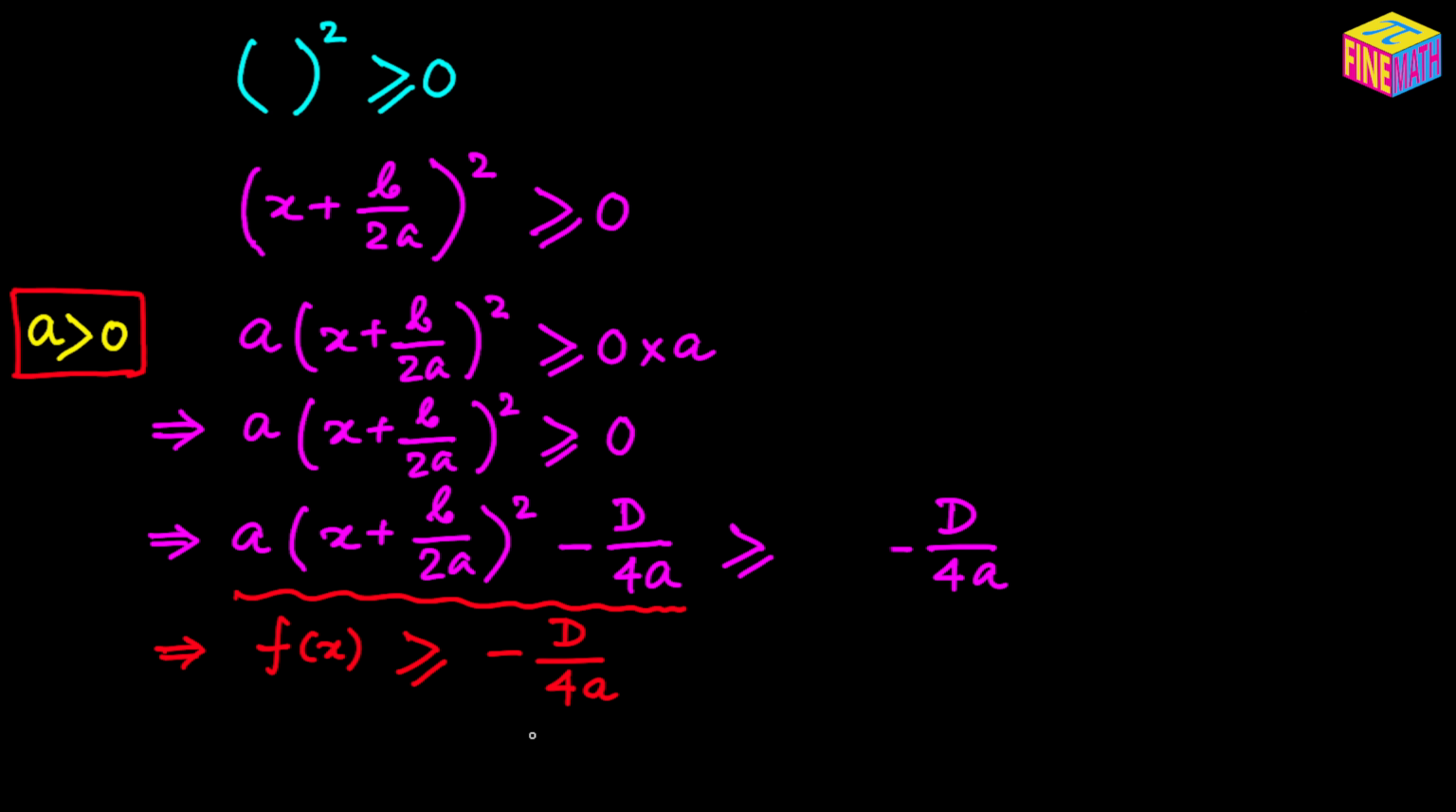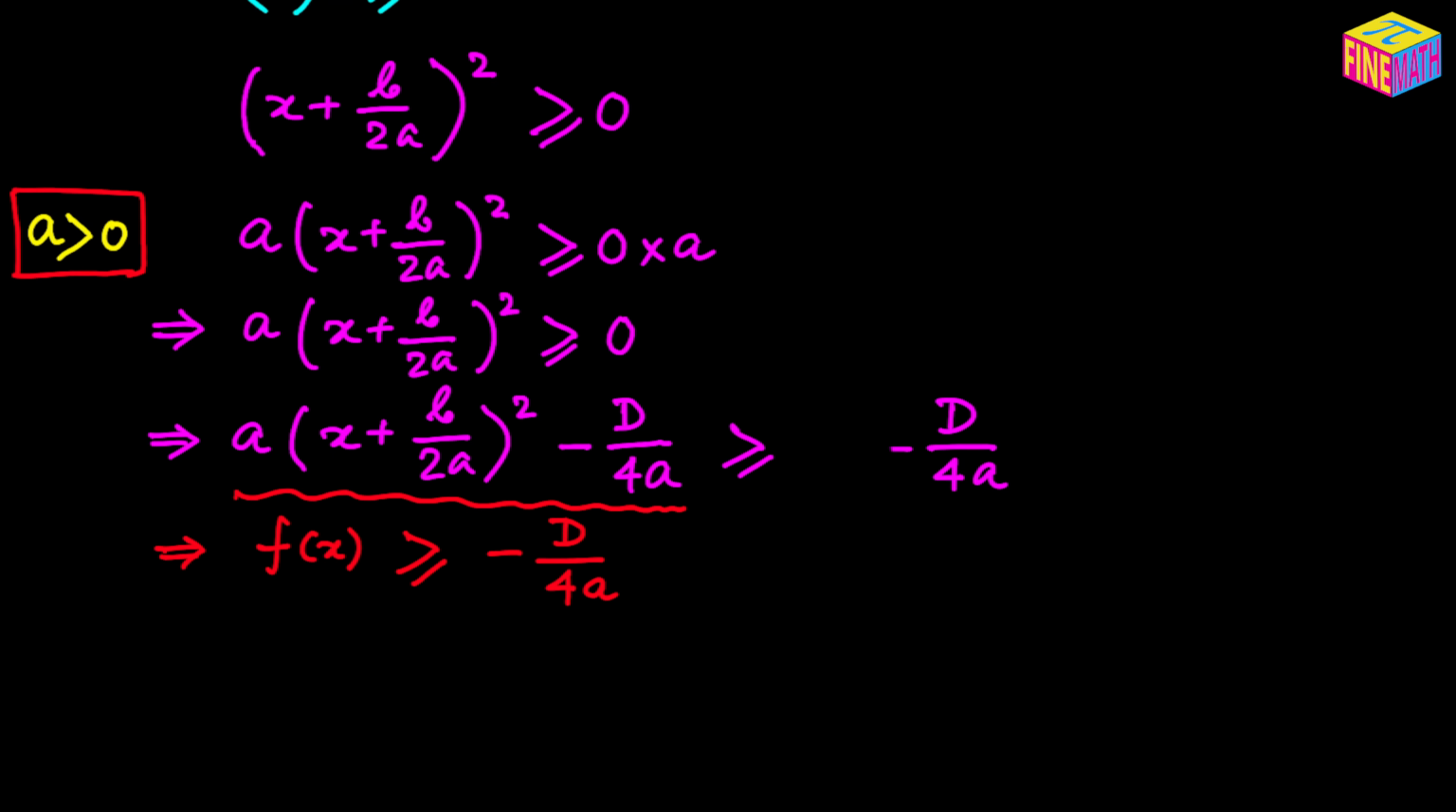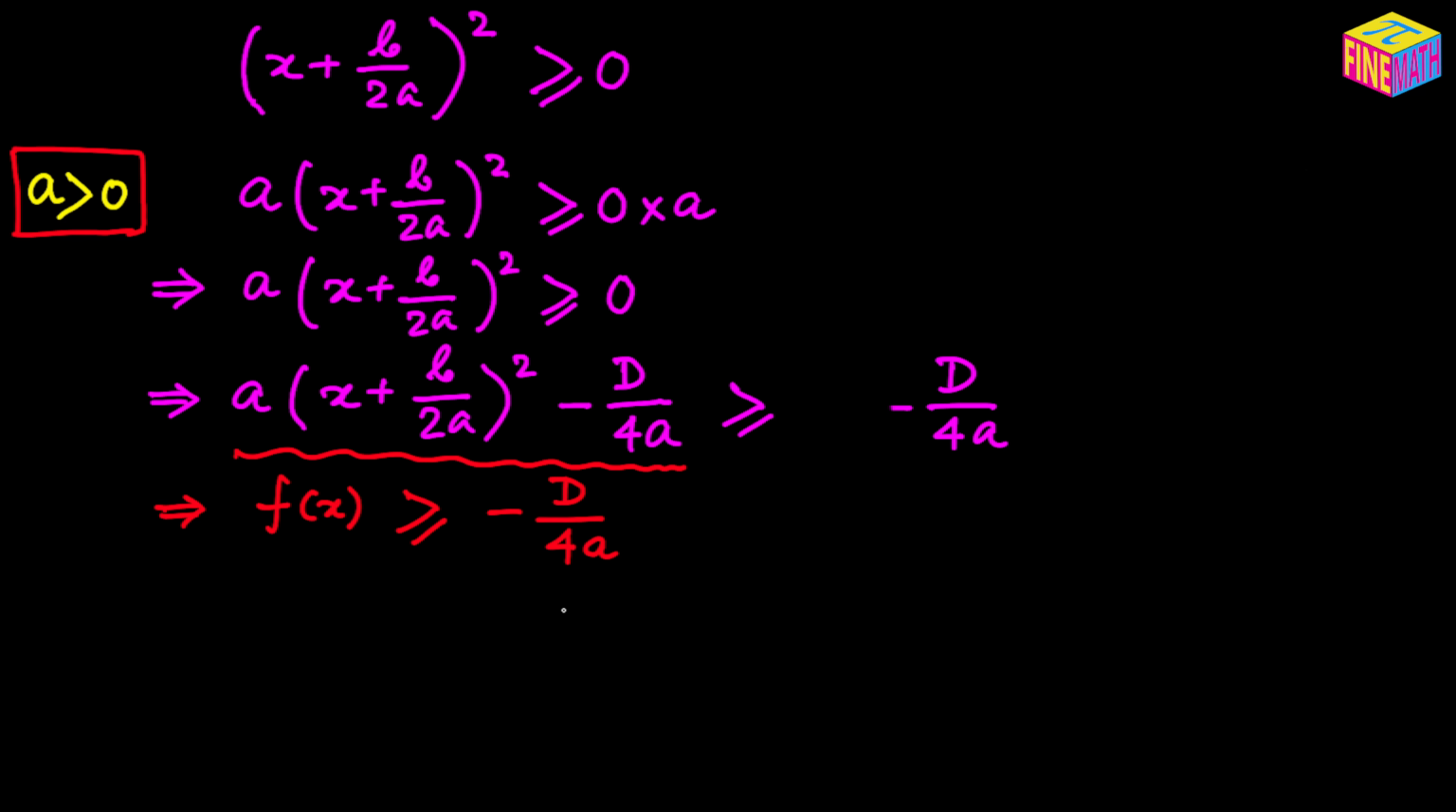Now when is this happening? When a is greater than 0. That means when our leading coefficient is positive. So when the leading coefficient is positive, the value of the function must be greater than or equal to negative d by 4a. So what is the minimum value of our function? If it has to be greater than or equal to this, that means the minimum value will be equal to this. Maximum value will be any value greater than this. So the minimum value will be negative d by 4a.